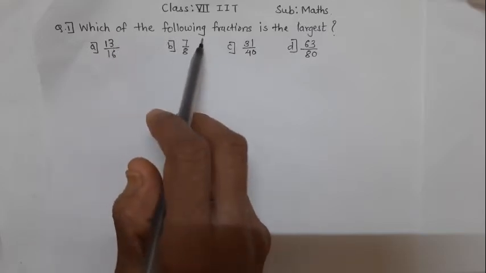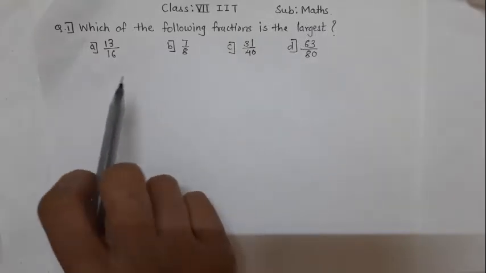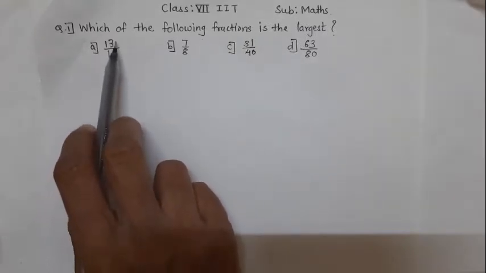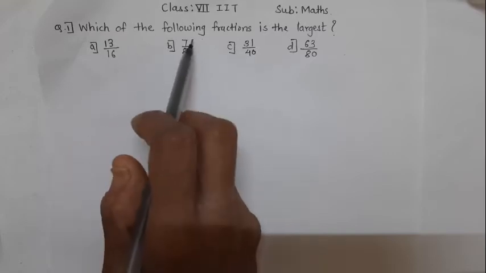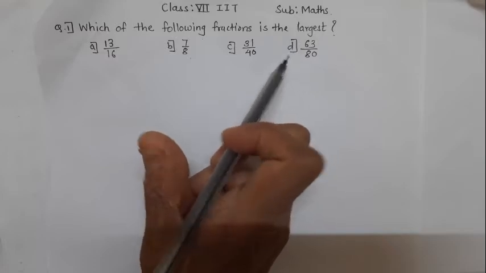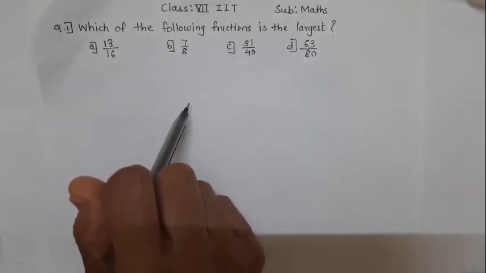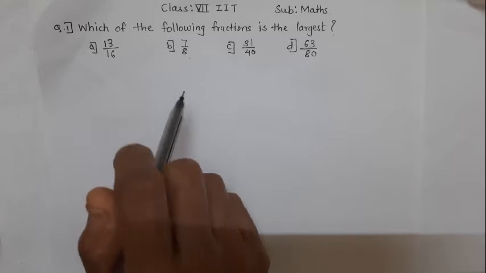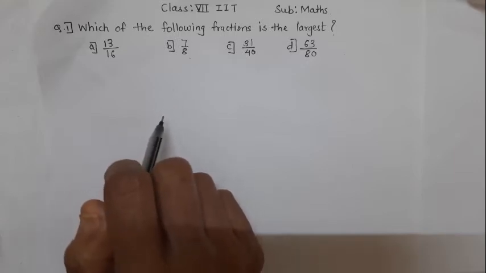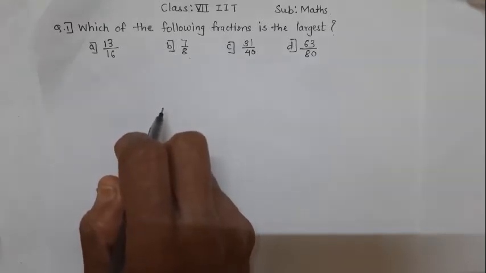Which of the following fractions is the largest? Now see here, the given fractions are 13 upon 16, 7 upon 8, 31 upon 40 and 63 upon 80. These are the given fractions and we have to find which is the largest fraction, means we need to compare them. So how to compare? For that we need to make the denominators the same.